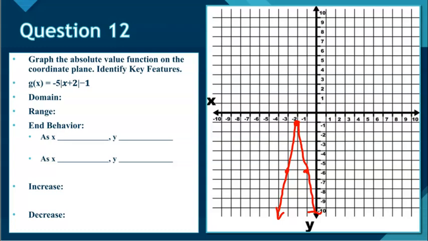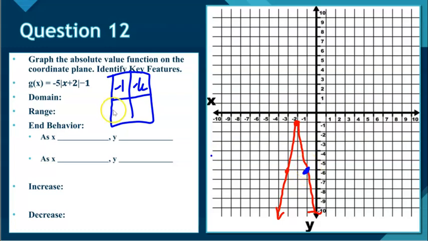That's a quick way of drawing it out, or you could pick a number to put in for x. So let's just say I drew a little bit of a table, and I put in a negative 1 for x. So let me get rid of that table again and make that bigger so you can see that. Let's say we put a negative 1 in for x. Negative 1 plus 2 is 1. Absolute value of 1 is 1. 1 times negative 5 is negative 5. Negative 5 minus 1 is negative 6. So I would have a point at negative 1, negative 6, which is this point right here.